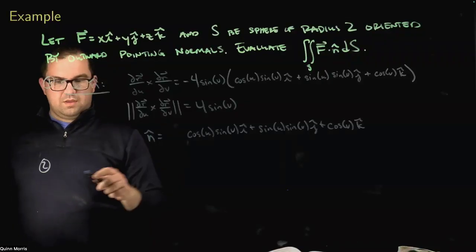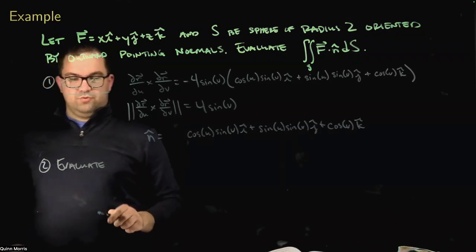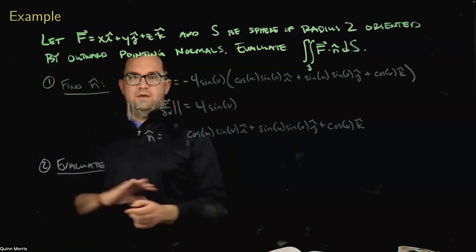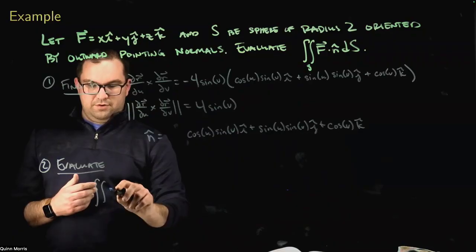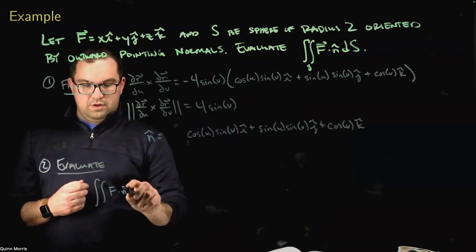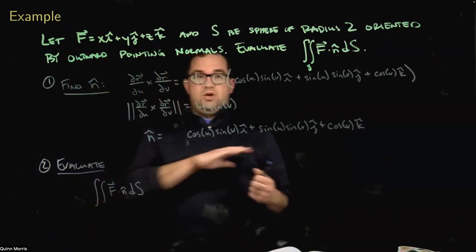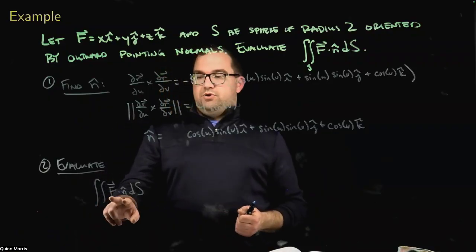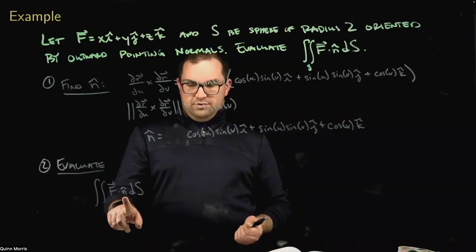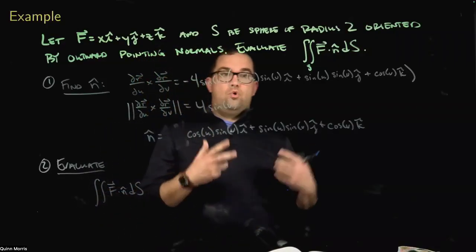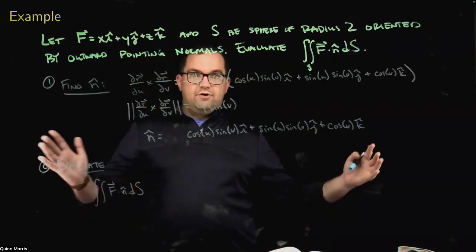So now that I've calculated this, I want to go back and evaluate the actual integral itself. Now, I want you to notice something. We can do this two ways. I have the surface integral of f dot n dS. One way I could do this is, since this is a scalar function, I could compute f evaluated on the surface dotted with the unit normal vector evaluated on the surface, multiply by the norm of the fundamental vector product, and calculate it that way.